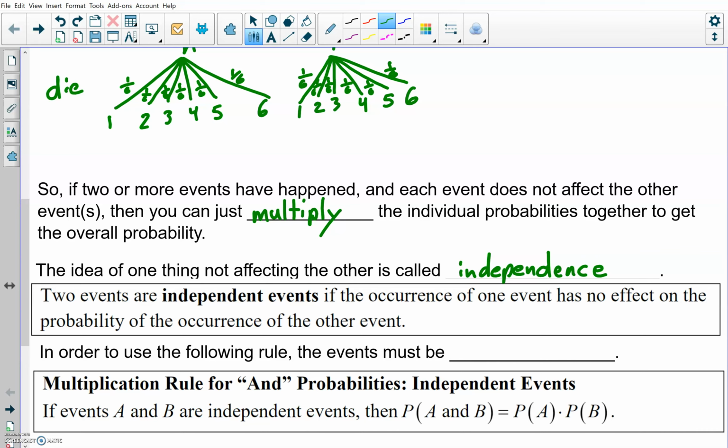So two events are independent events if the occurrence of one event has no effect on the probability of the occurrence of the other event. So basically, like I just said, one thing isn't affecting the other. And in order to use this following rule, this and probability rule, the events must be independent. We're going to see an and show up later on, but the events won't be independent, so we'll have to handle it differently. But for this one, we can just do that.